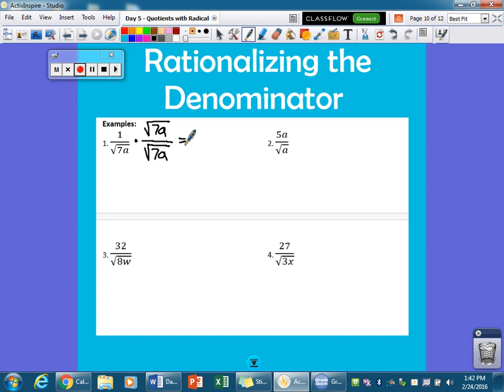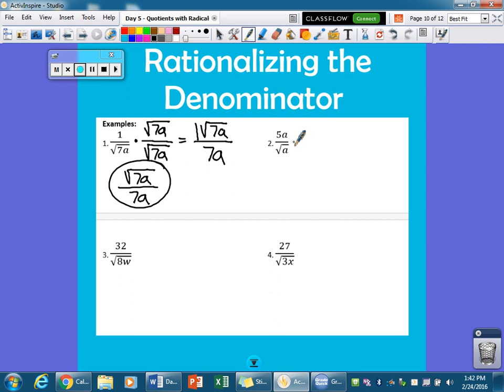Well, the first one, not too tricky. We have 1 times the square root of 7a. We could write 1 square root of 7a, or you could just write square root of 7a. And the denominator, remember, radicals cancel, it's just 7a. And that's it. 1 over, just kidding. Hold up. Square root of 7a over 7a. There you go. All right, next one.